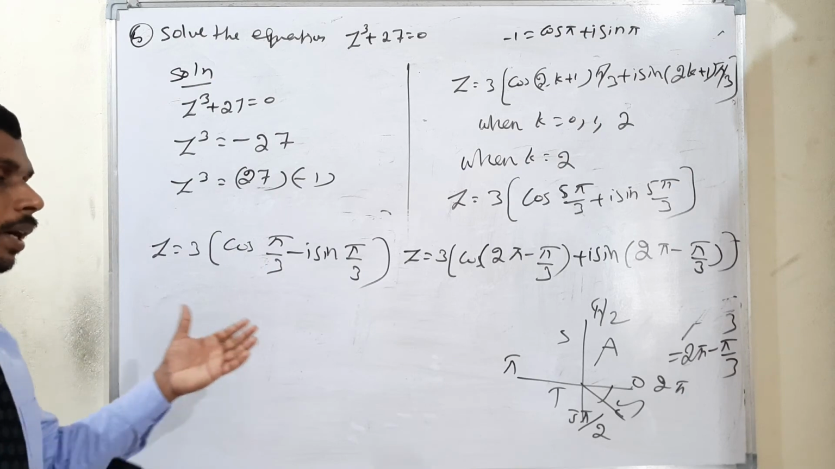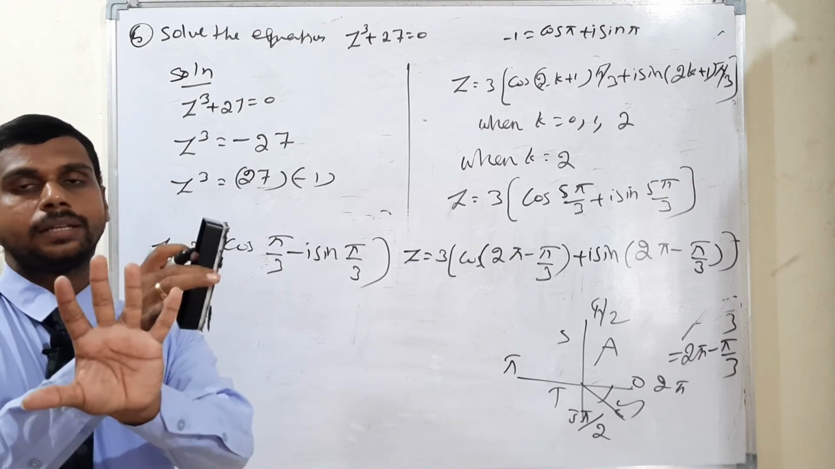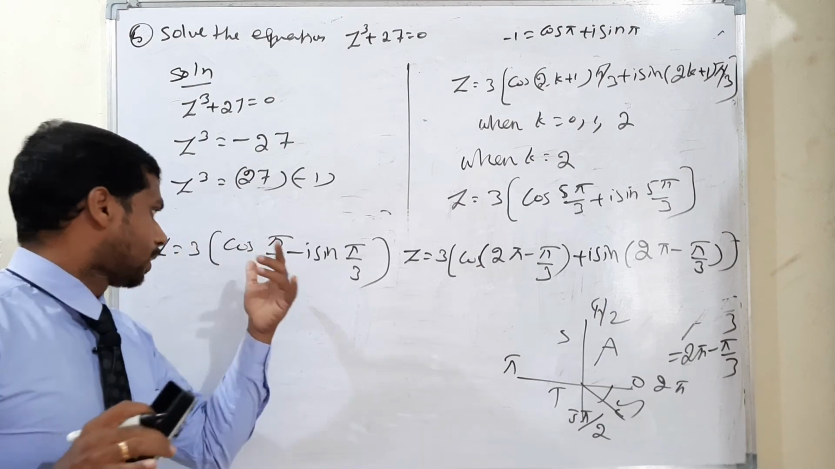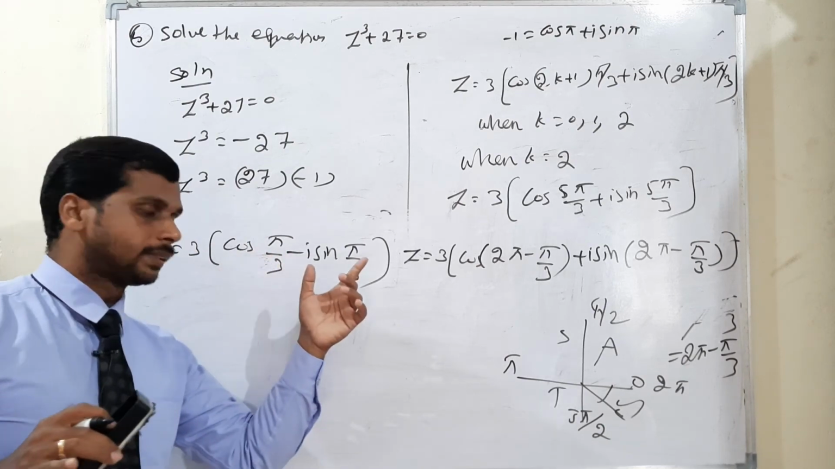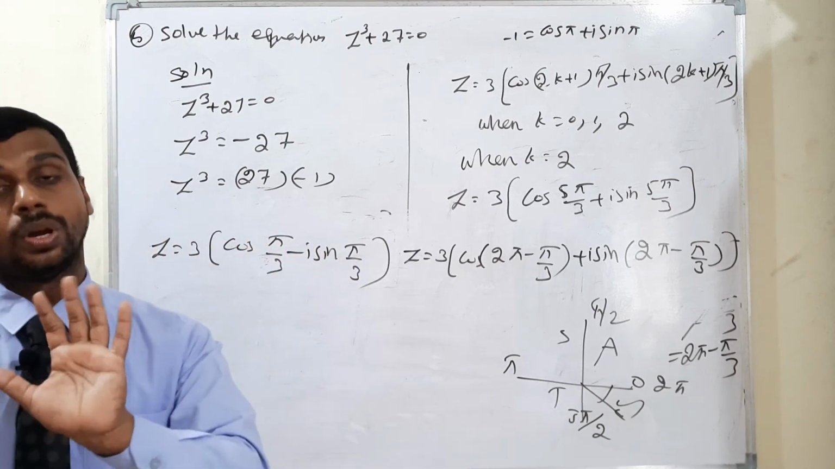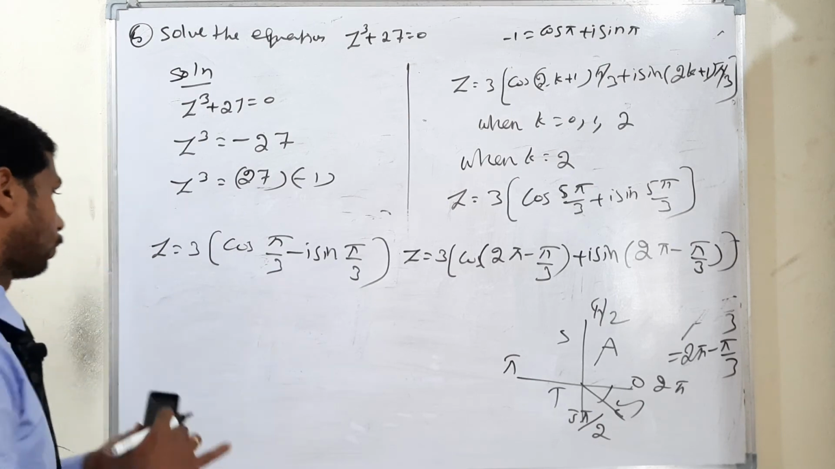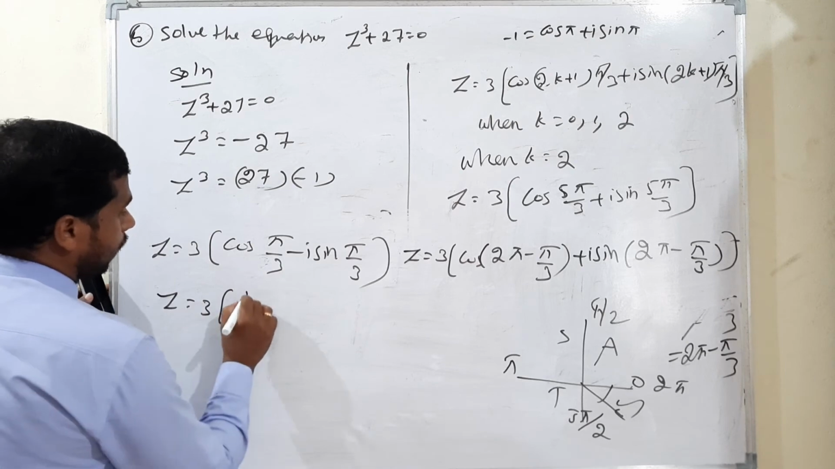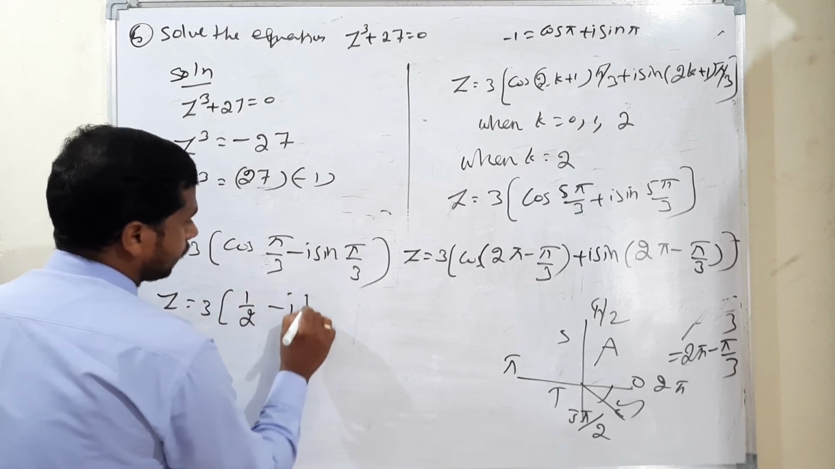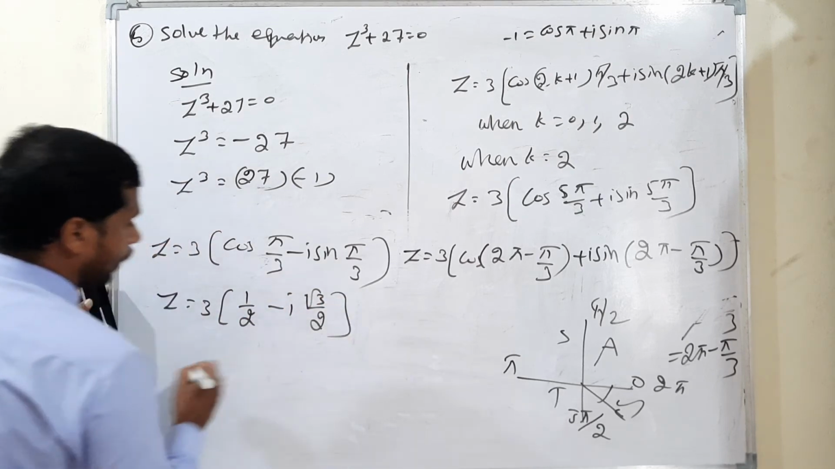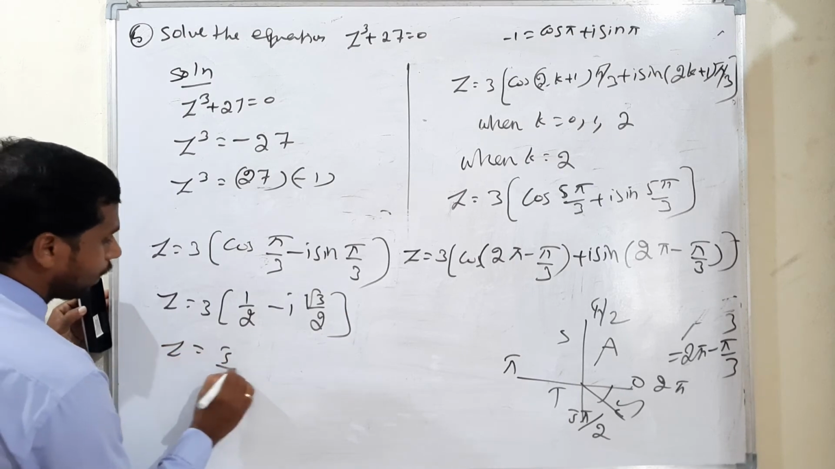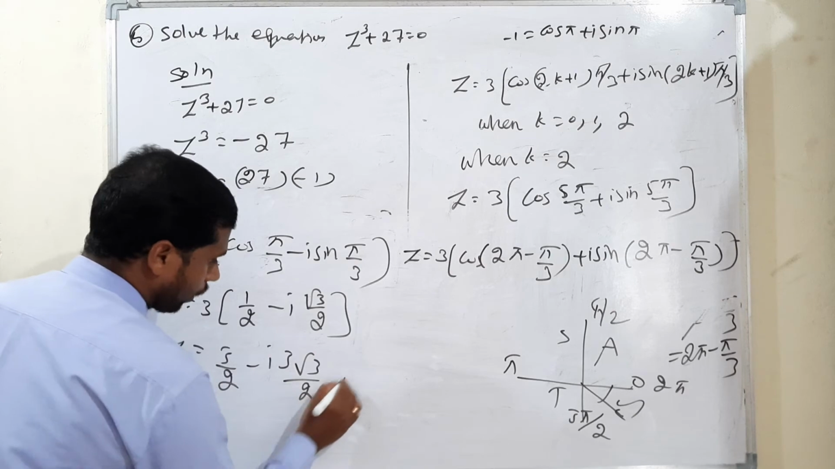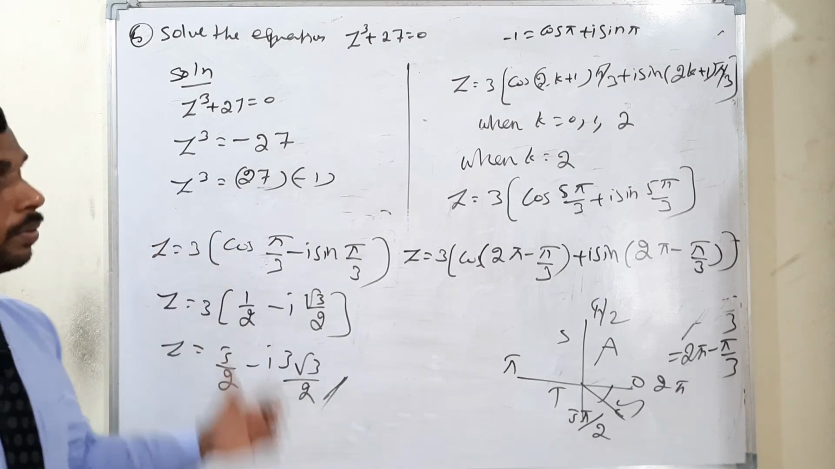Already we know cos pi by 3, we have to check the little side, and sin theta, the value we have to check the other side. So cos 60 means 1 by 2, sin 60 means root 3 by 2. Therefore final answer z is equal to 3 into cos 60, value 1 by 2, sin 60, value root 3 by 2. Again each and every time into 3 means 3 by 2 minus i root 3 by 2. Okay, so this is the answer for question number 5.